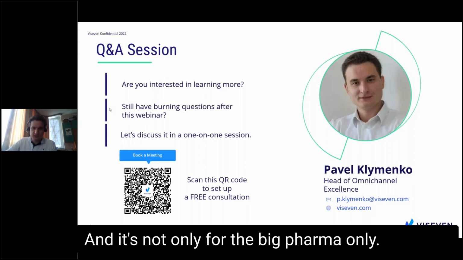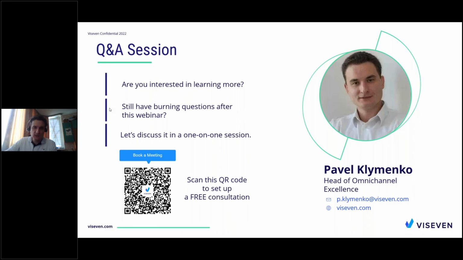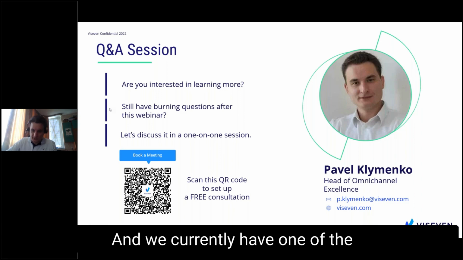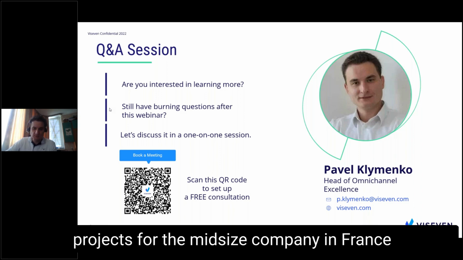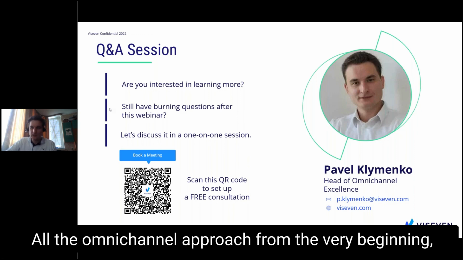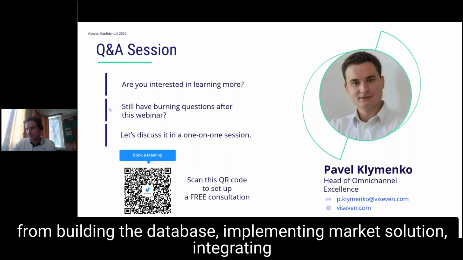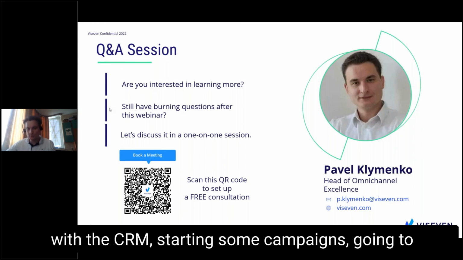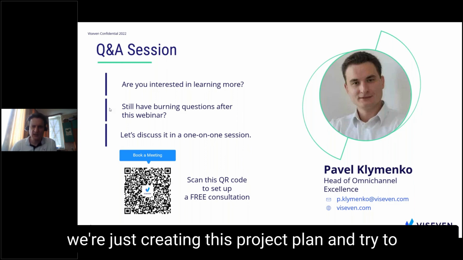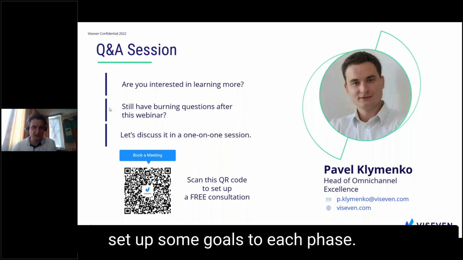We have experience where within half a year we built a pretty advanced solution from scratch, and it's not only for big pharma. A mid-sized company can also afford it. We currently have a project for a mid-sized company in France that is building the whole omnichannel approach absolutely from scratch: building the database, implementing a marketing automation solution, integrating with the CRM, starting some campaigns, going to more advanced campaigns, adding new channels. So we eat this elephant piece by piece, creating a project plan and setting goals for each phase.